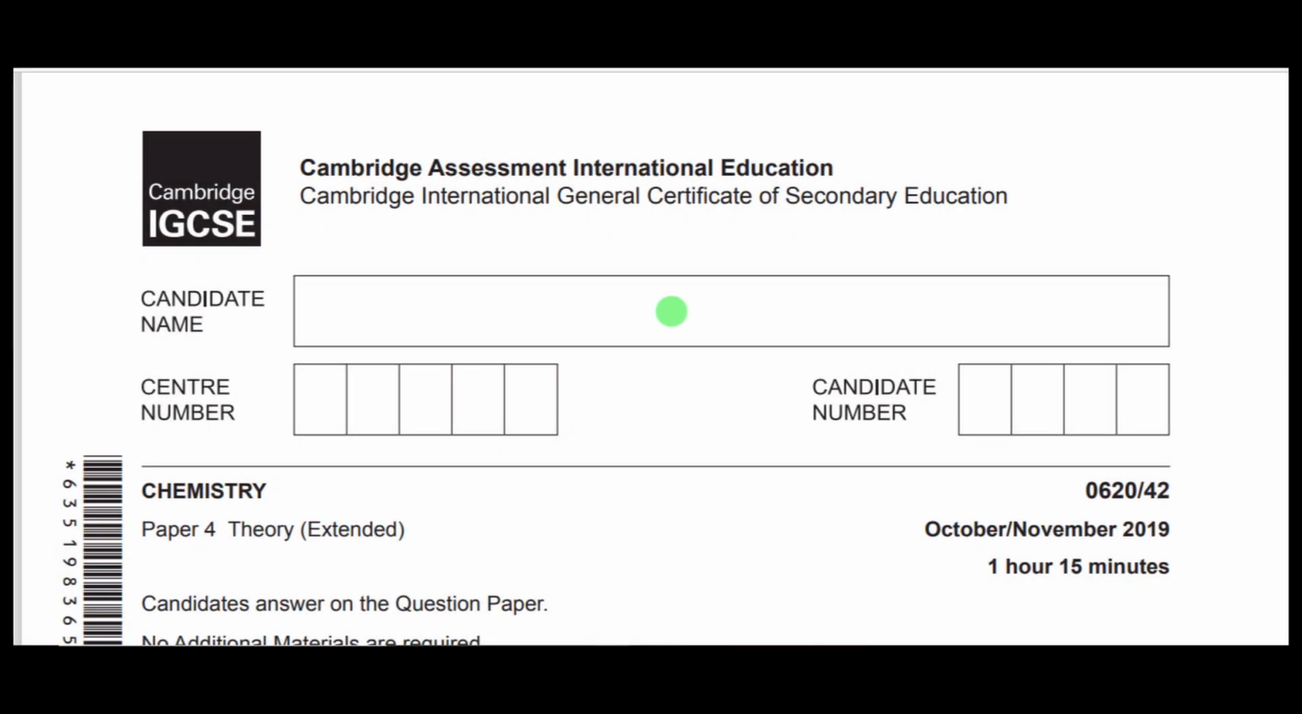This is the last part of a series on our solutions to the October-November 2019 Cambridge IGCSE Chemistry Paper 4. Today we'll be answering the last question, which is question 5.